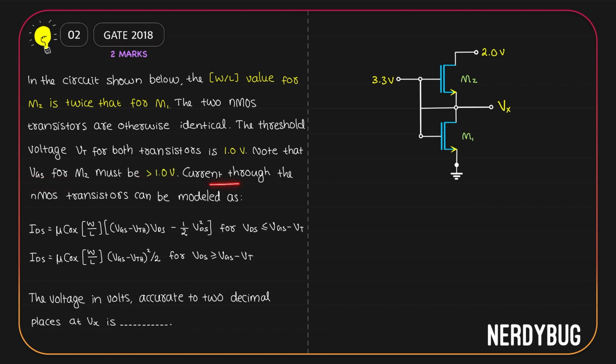Now, current through the NMOS transistors is modeled like this. For VDS being less than or equal to VGS minus VT, that is when the MOSFET is in the linear region, this is how the drain current is defined. When VDS is greater than or equal to VGS minus VT, which means the MOSFET is in saturation region, this is how we define the drain current. What we have to find out is the voltage in volts, accurate to 2 decimal places, at Vx, which is over here.